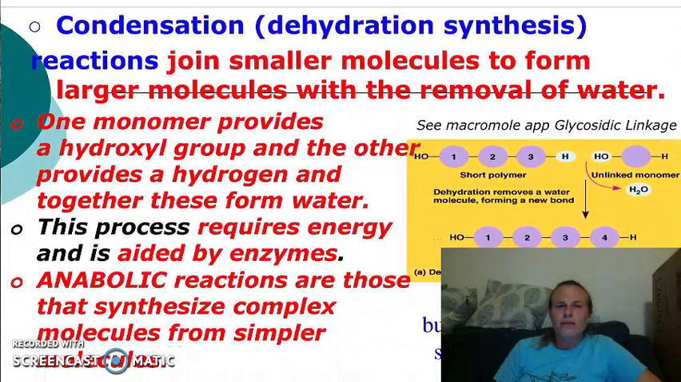How are we going to form these macromolecules? Through a process known as condensation or dehydration synthesis. What that means is that smaller molecules are joined by the removal of water to produce larger molecules. This process requires energy. It will be aided by enzymes. Enzymes are catalysts that are going to speed up any chemical reaction. In this case, the chemical reaction is dehydration synthesis. This reaction is also considered anabolic. It's considered anabolic because we're synthesizing, we're making complex molecules from simpler molecules.